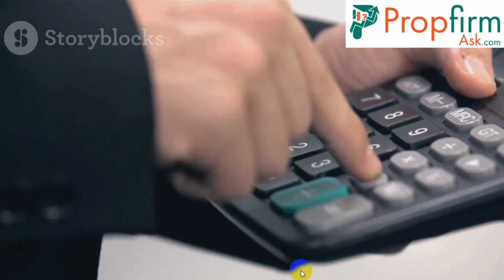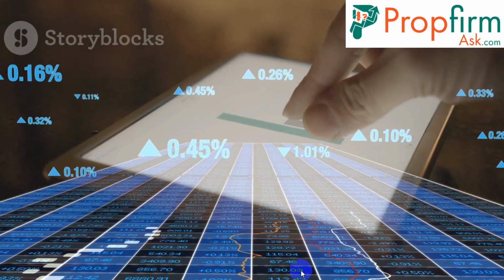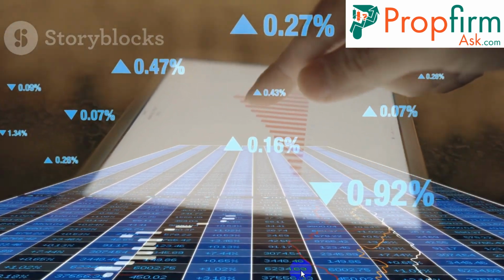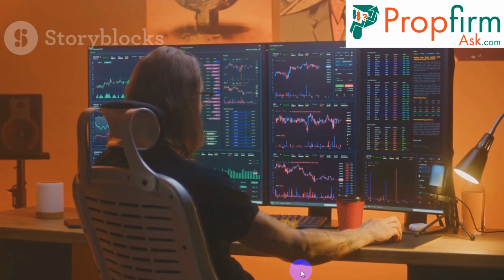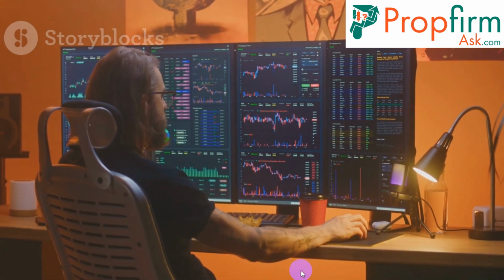Position sizing is crucial because it determines the amount of capital you risk on each trade. A general rule of thumb is to risk no more than 1 to 2% of your trading capital on a single trade. This approach helps you withstand a series of losses without significantly impacting your account balance.